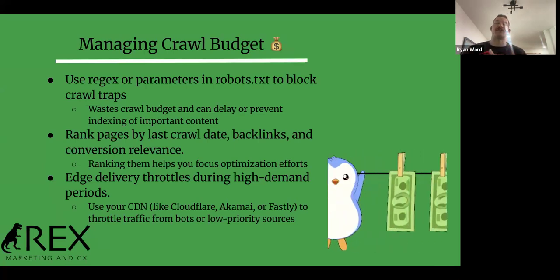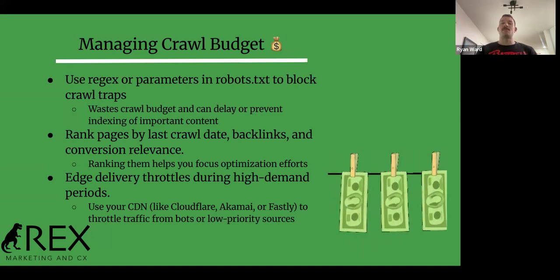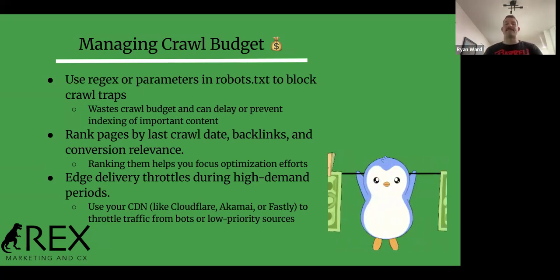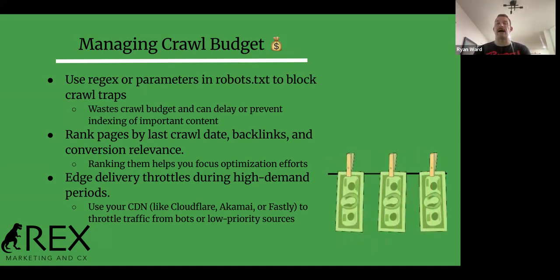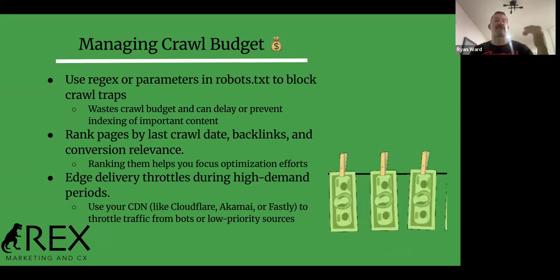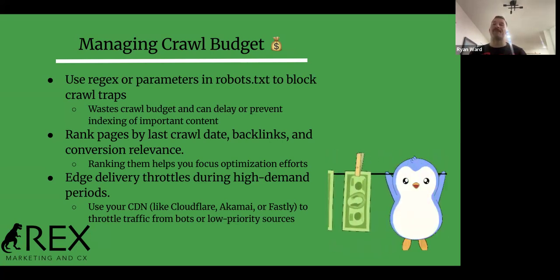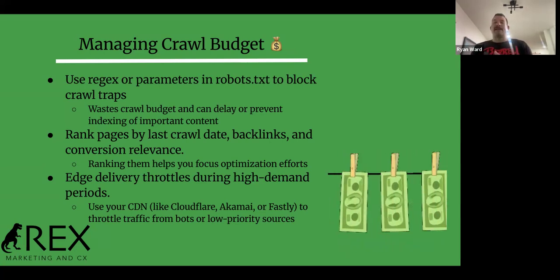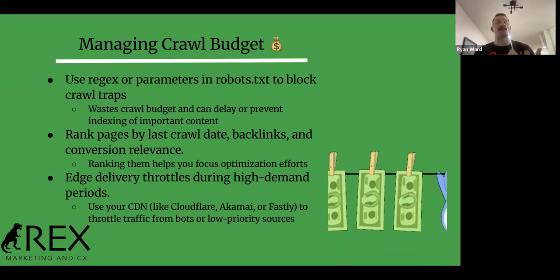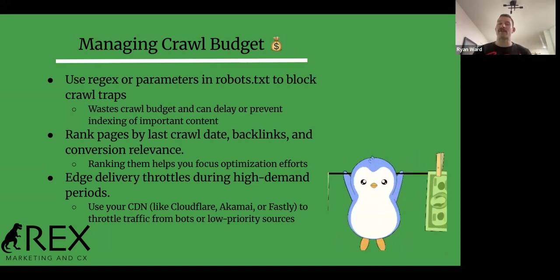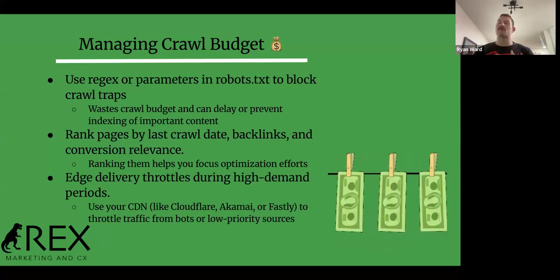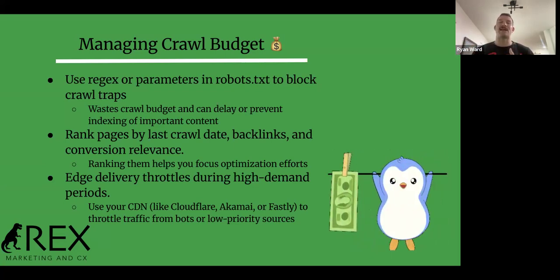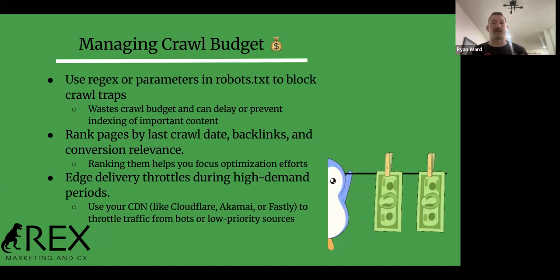And another thing that you can do to manage your crawl budget is delivery throttles during high demand periods. So for example, say you're an e-commerce site and you have a Black Friday sale, or some sort of sale coming up. You're going to be generating a lot of traffic to your website and your servers could be overloaded. You can use a CDN, a content delivery network, to throttle traffic from bots or low priority sources, so you can ensure that you maintain your servers and keep things from going under or crashing.